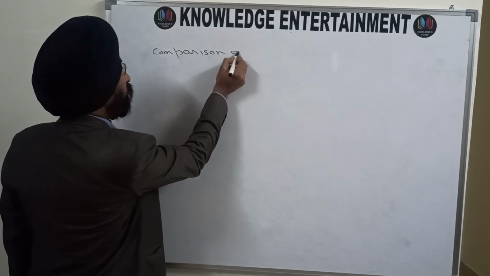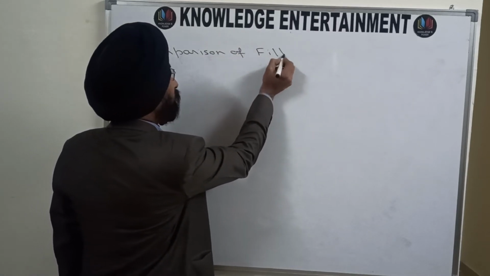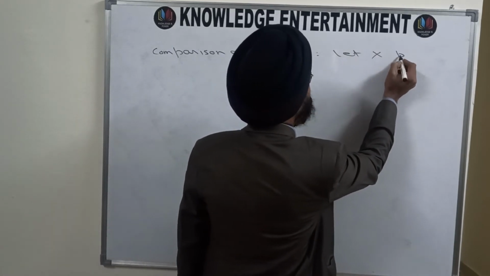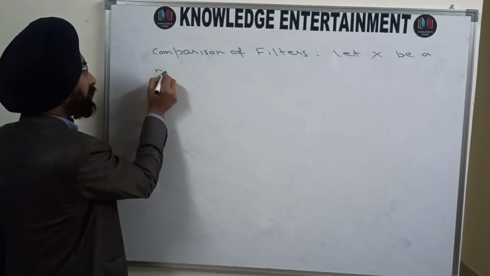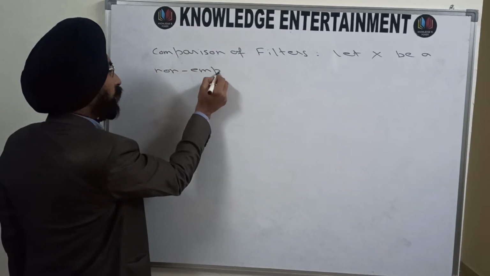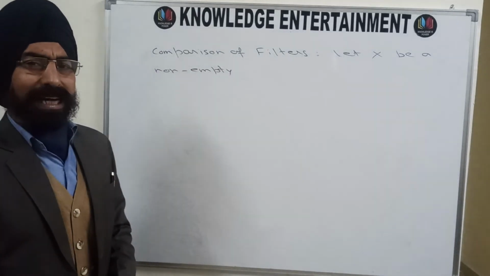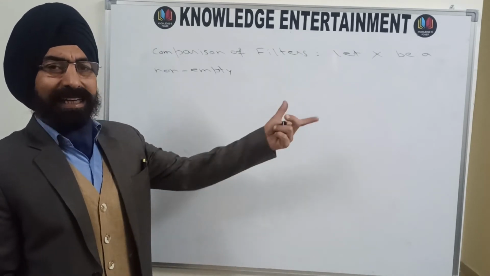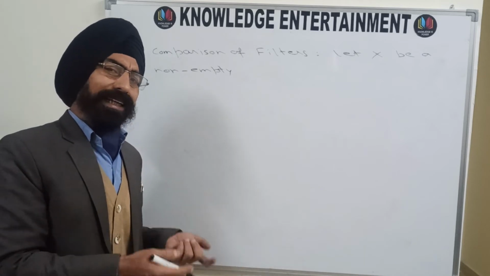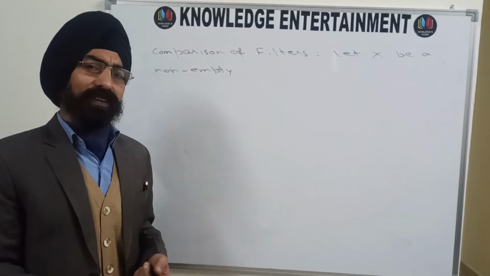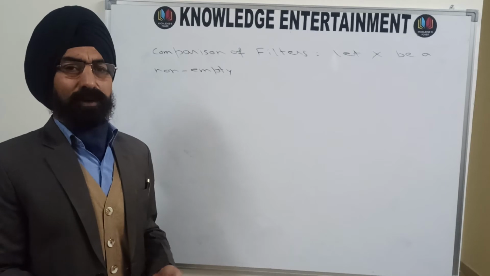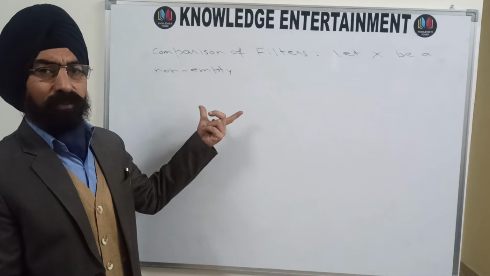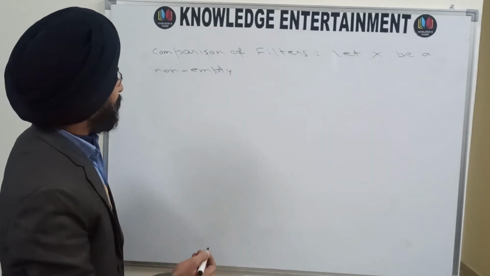Comparison of filters. Let X be a set, a non-empty set. Why non-empty? Because on the empty set phi there will be no filter. Why? Because if X is empty, you have to take the collection of subsets of X, and X itself is phi. So the only subset of X will be phi itself, and phi is never there in a filter, so the filter will not be formed. So we will have to take X to be a non-empty set.